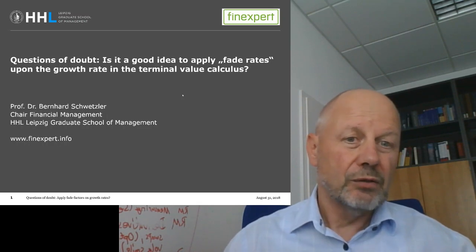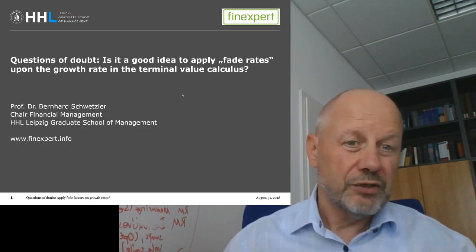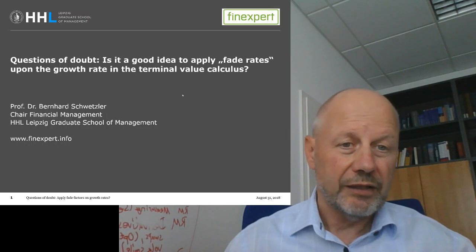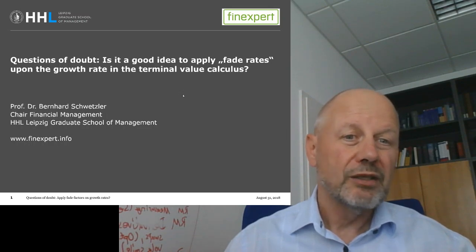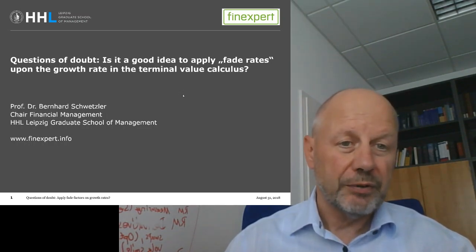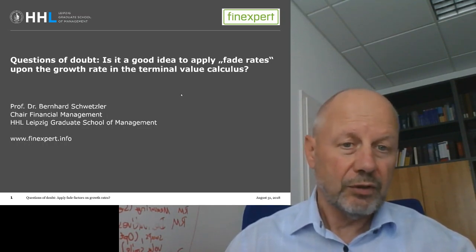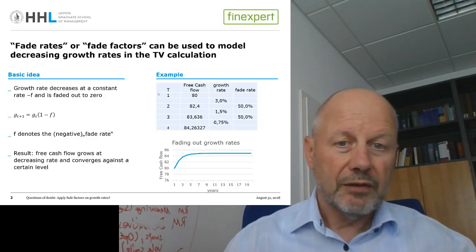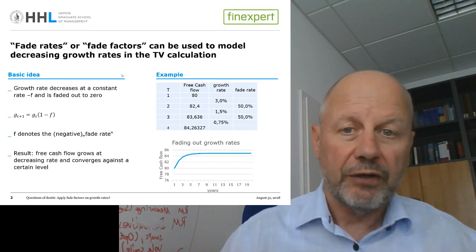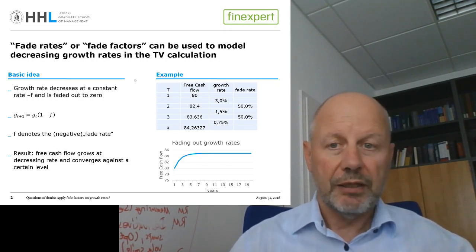This is the reason why researchers and practitioners alike have been looking for ways to limit the growth of the company and the growth of the cash flows, and by doing so, of course, the size of the company as well. So the math behind this idea of fade rates and fade factors is compellingly simple.